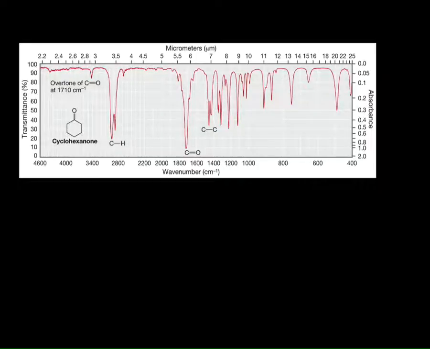Notice on the x-axis we have what's called wave number. Wave number is the inverse of wavelength. And the reason why we do this is because, if you recall from general chemistry, energy is inversely related to wavelength. So if we plot wave number, the inverse of wavelength, then we see a direct correlation between energy and wave number. The higher the wave number, the higher the energy of absorption.